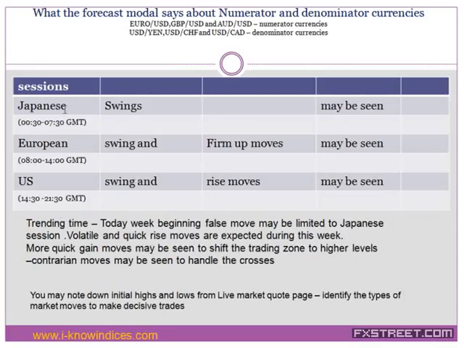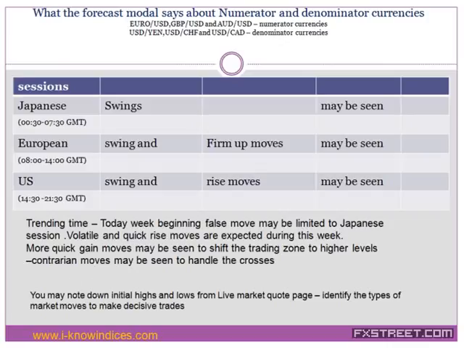So today's forecast basically is swings during the Japanese session, swing and firm up moves during the European session, and swing and rise moves during the US session. Still it is a trending time. The week beginning false move might be limited to the Japanese session, and then you could come across some volatile moves till Wednesday, followed by the upward move on the last 2 days of this particular week. In between, during the mid sessions, they are expected to make the contrarian move.